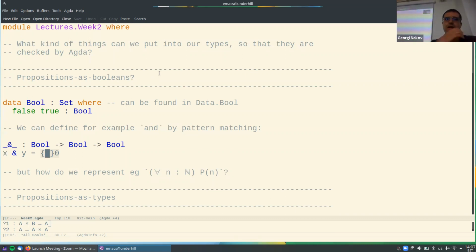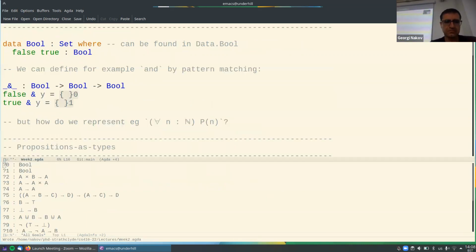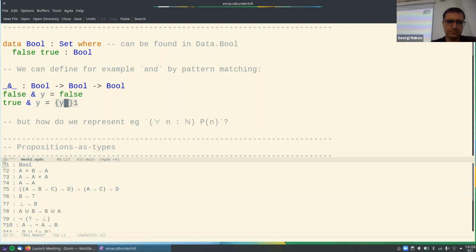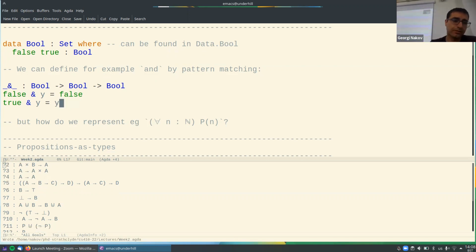So let's, no panic. So yes, we could define conjunction as a Boolean operator. One way to do it is this way: we pattern match on the first argument. We can actually get our logical connectives just as operations on Booleans. But is that good enough actually? Well, we can use this to compute whether finitely many tests come out true.